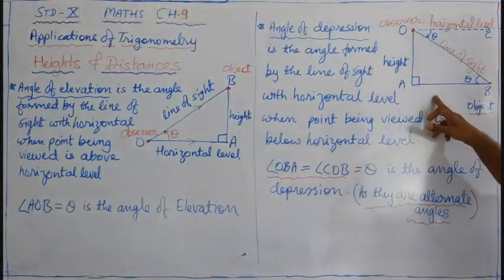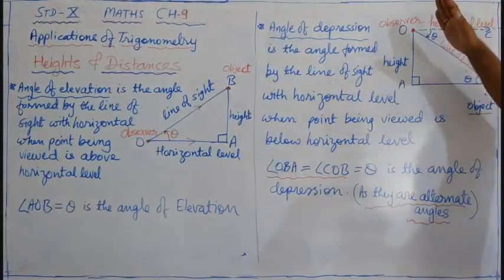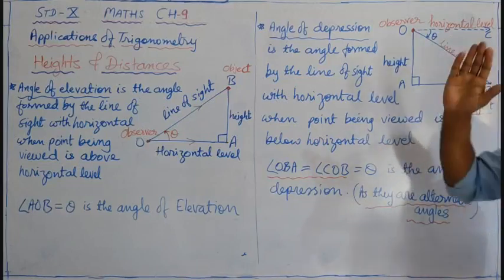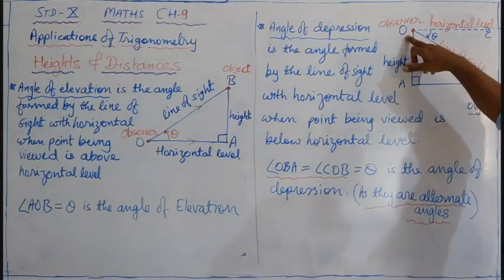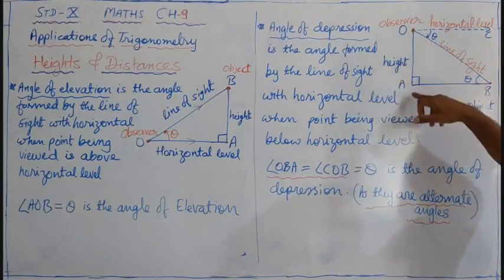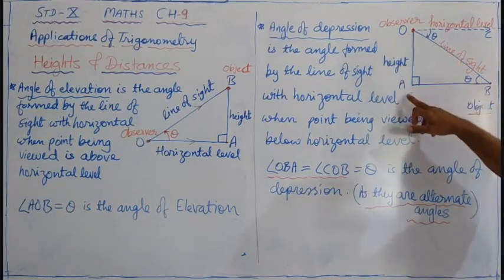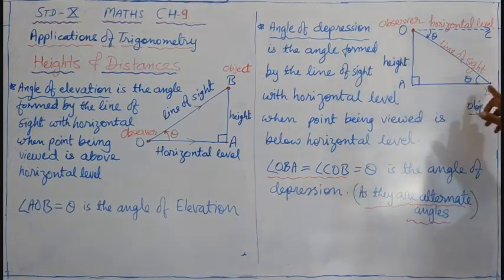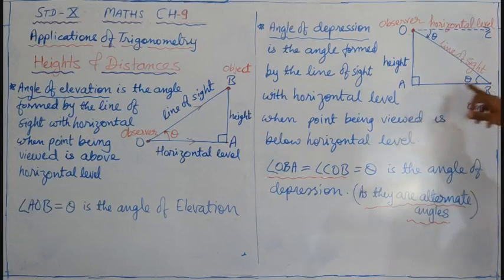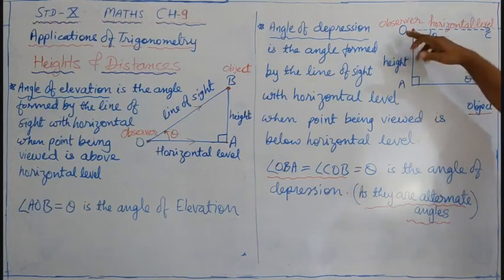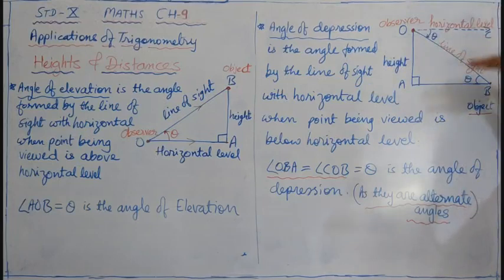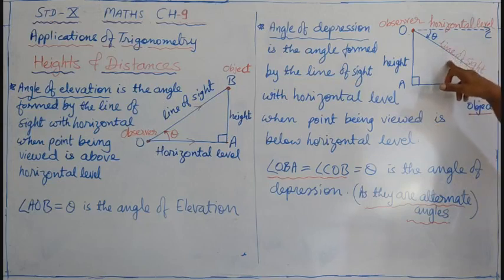Now the angle of depression. Suppose you are observing from the top of a building. You are standing at the top of the building. OA is a building. This is the base of the building, and there is a car standing on the road a little bit away from the base of the building. You are observing the car. So the object which is being viewed from the observer is below the horizontal level. This is the horizontal level that is parallel to the ground, and this is the line of sight.